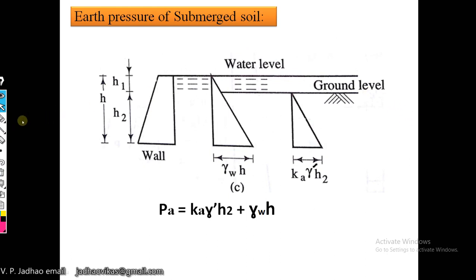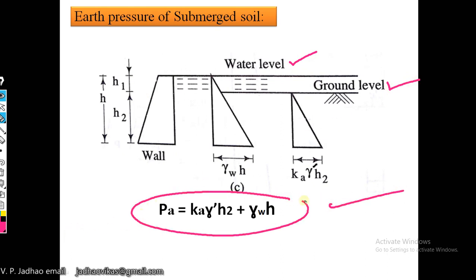Again, if we have the water level above and the ground level below, then the pressure intensity is given by this particular formula. This is not that important, so I will not explain this.